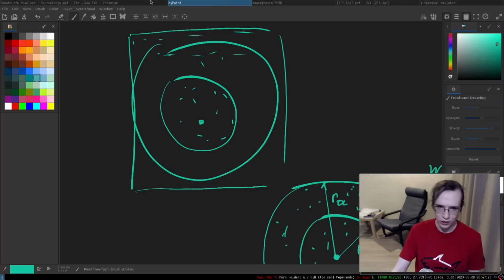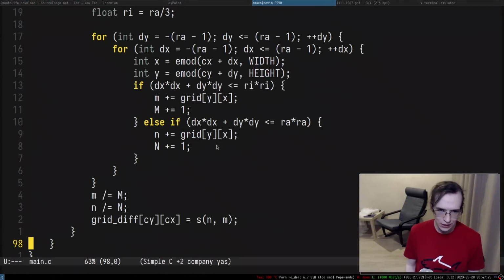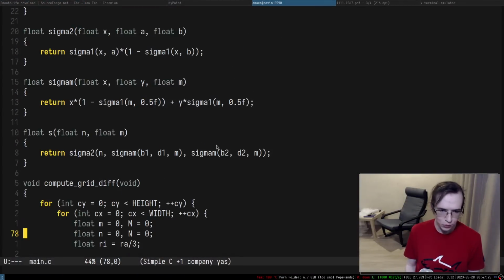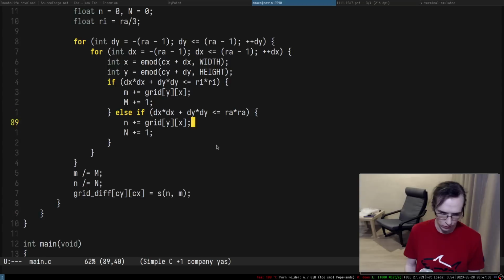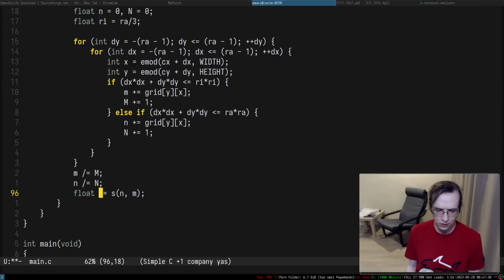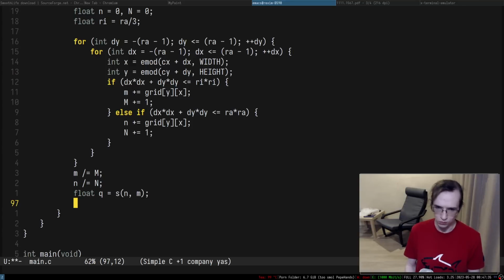And this is something we can try to do automatically in the compute grid diff in here, right? So we can assign a value in here, let's call it q, and when we're assigning the diff, we're going to do 2q minus 1.